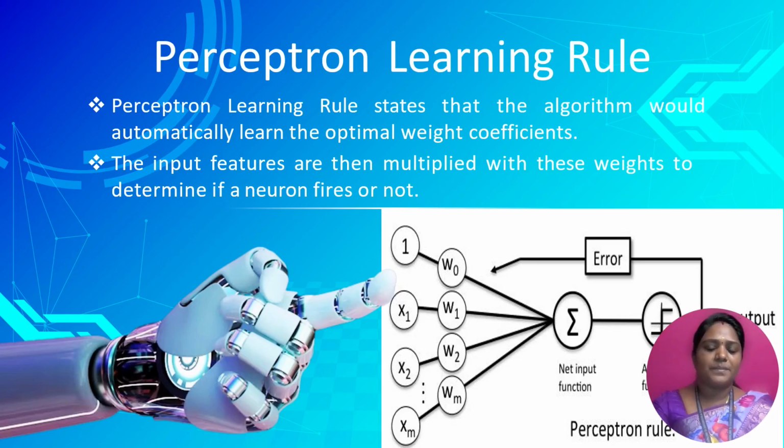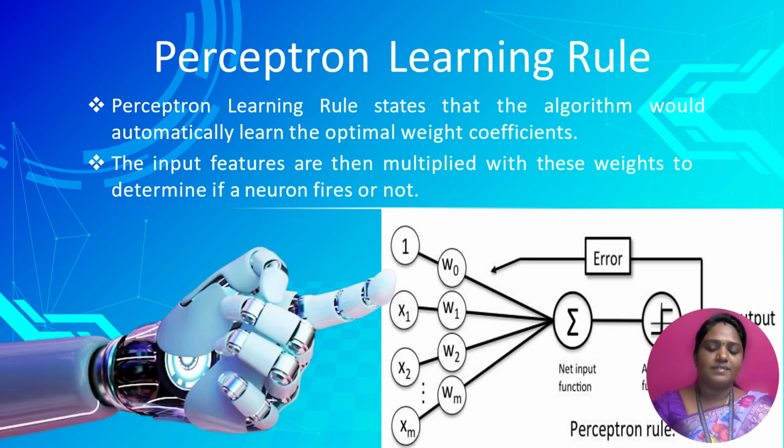This diagram represents x1, x2 up to xn as the input layer. The 1 is the bias information, and W0, W1, W2 up to Wm are the weights. The summation represents the net input function, which sums up the weights and the input data. After that the activation function processes it, and if the actual output and the targeted output are the same, it will produce the output data.